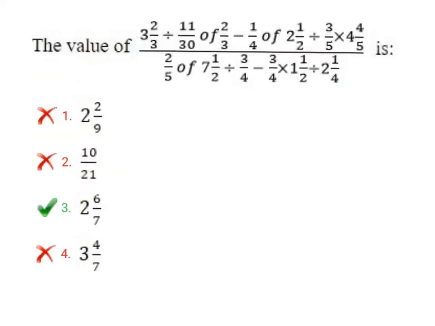Now look at the next one. The value of. Now this expression you have to use by BODMAS rule. So first priority goes to bracket. No bracket is there, so I am putting the bracket. So BODMAS.